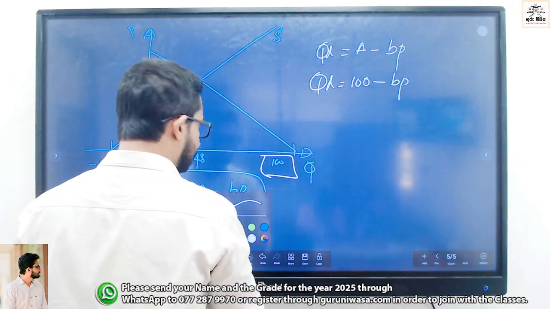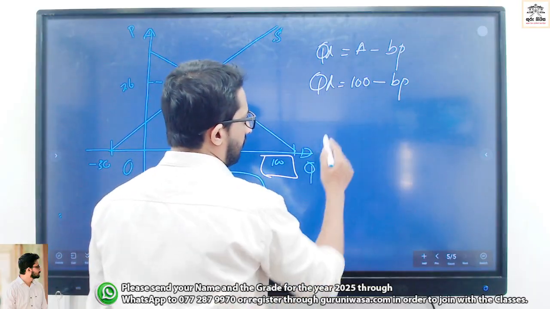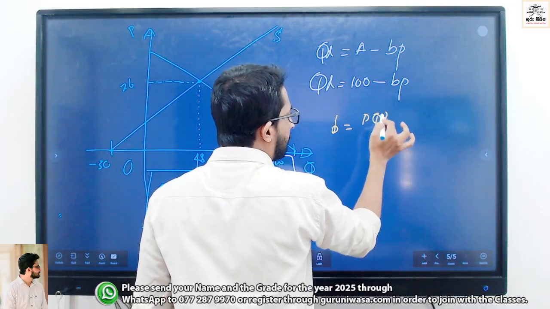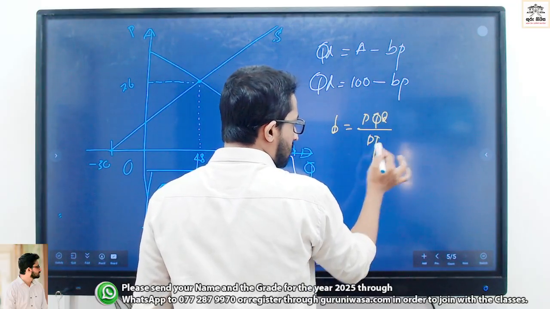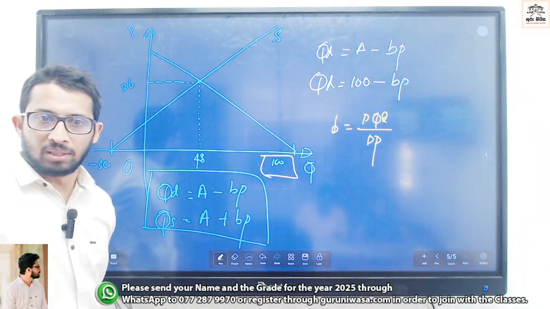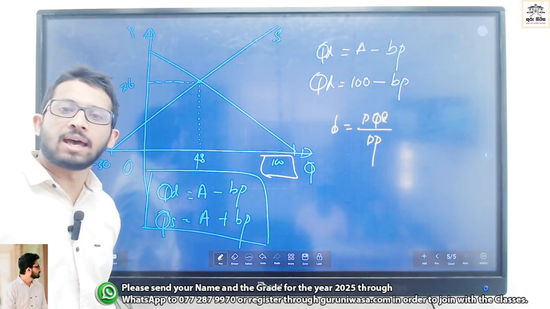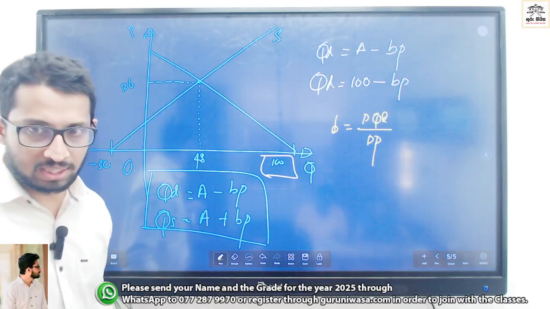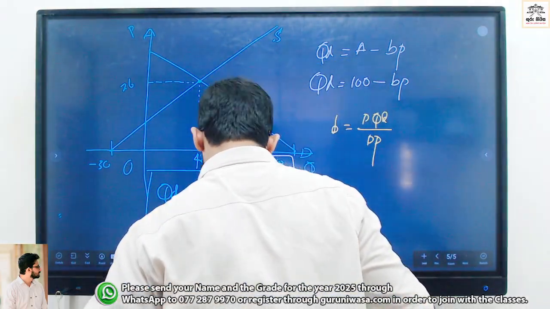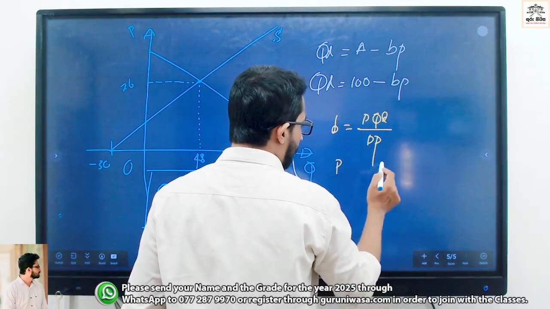Kalana? Delta QD over delta P. Look at the board. B equals delta QD over delta P. If you want to calculate the slope of this demand curve, you need two points, two prices and the corresponding quantities. Look at the board. I'm going to take two prices, P and QD.